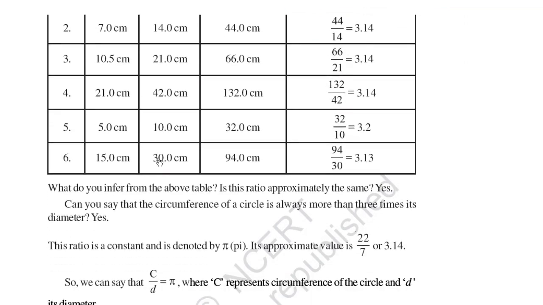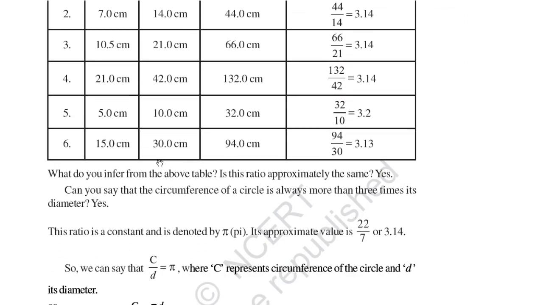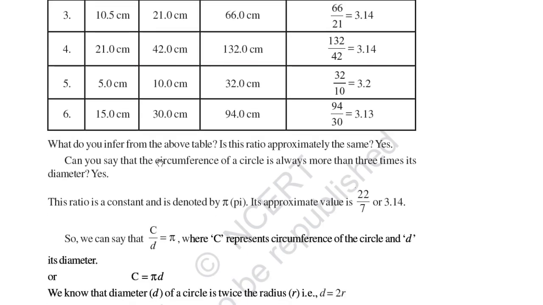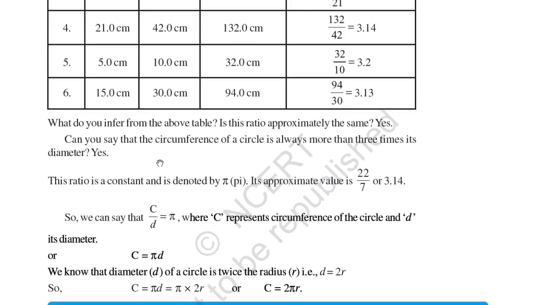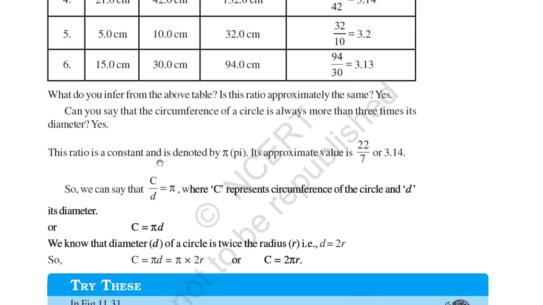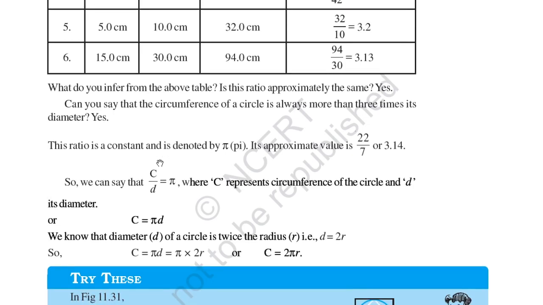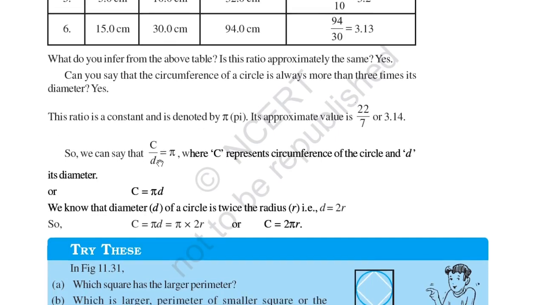What do you infer from the above table? Is this ratio approximately the same? Yes. Can you say that the circumference of a circle is always more than 3 times its diameter? So it's correct. This constant ratio is denoted by pi. Its approximate value is 22/7 or 3.14. So we can say that C by D is equal to pi, where C represents the circumference of the circle and D represents the diameter, or C is equal to pi D.